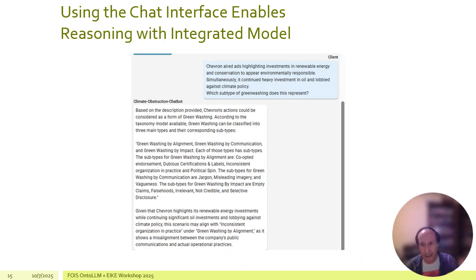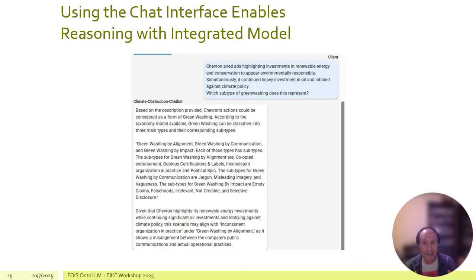I reasoned beforehand, okay, well, I think this is this kind of greenwashing. I gave the example to ChatGPT using, now this is using a different interface than the one I showed you before. This is an interface that is actually part of the Allegro graph interface, for reasons that I'm not going to go into, but for this kind of deeper reasoning, this interface was better than the previous interface, which was more used for just finding documents that are related to a specific question.